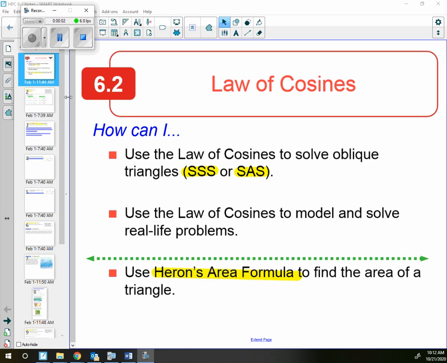Alrighty, so we're on to law of cosines. The reason we need law of cosines is that not every triangle scenario can be solved using law of sines. Law of sines is only helpful to us if we know an angle and a side across from it. So we have that relationship.